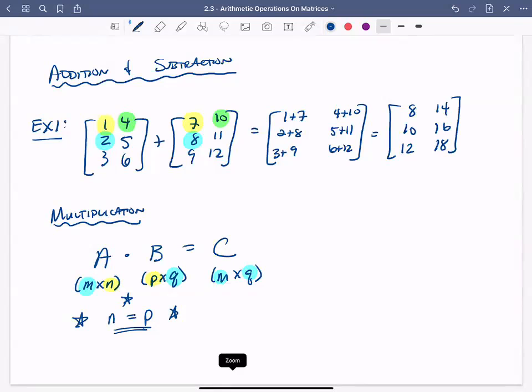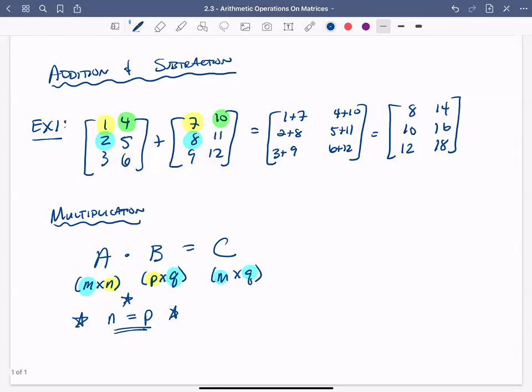So this means that the column in the first matrix has to be the same as the row in the second matrix. The same value. So you can do a 2 by 3 times a 3 by 4. But you could not do a 2 by 3 times a 2 by 3.